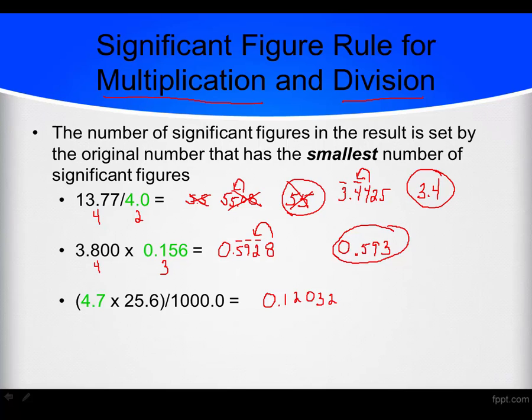So when I do the math, calculator spits out 0.12032, right? Looks to me like there's 2 sig figs in 4.7. There's 3 in 25.6. And how many in 1,000 the way it's written? 5 the way it's written, right? Okay, so I want the fewest number, which happens to be 2. So I'm going to take my first 2 digits there, the 0.1 and the 0.2. The 0 tells me to leave it alone. So I'm going to have an answer of 0.12.